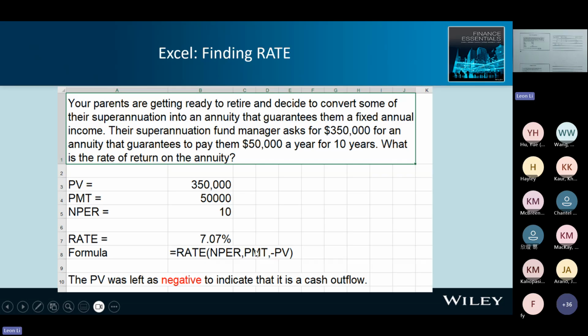So for PV and PMT, one is negative, the other is positive. In this example, your parent deposits $350,000 today, so this is an outflow, and receives 50,000 every year, an inflow. So you can see one is negative, the other is positive.